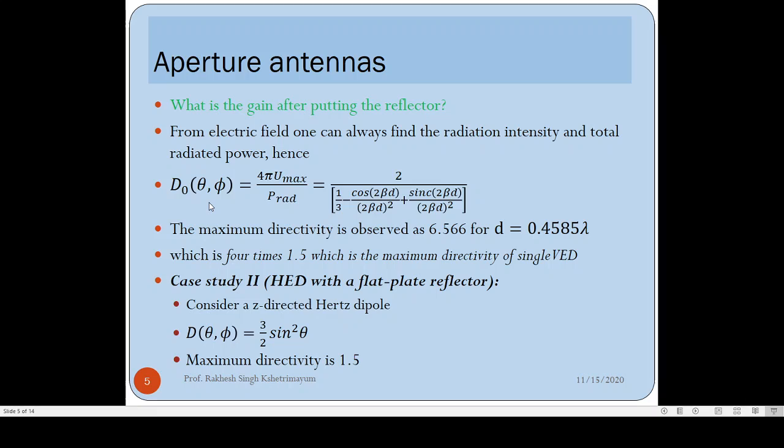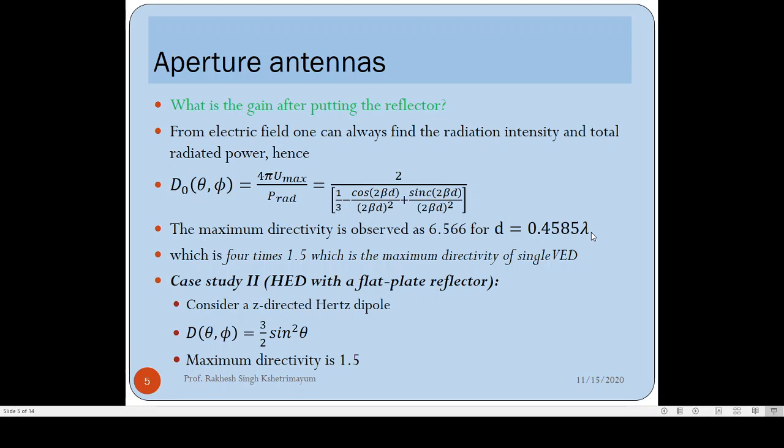vertical electric dipole with a flat plate reflector placed at a distance d from the vertical electric dipole. You can find it out, and it turns out to be 2 by (1 by 3 minus cosine of 2 beta d divided by (2 beta d) whole square) sinc function 2 beta d divided by 2 beta d whole square. You can find the maximum value of this to get the maximum directivity, and it turns out to be 6.566, at d equal to 0.4585 lambda.